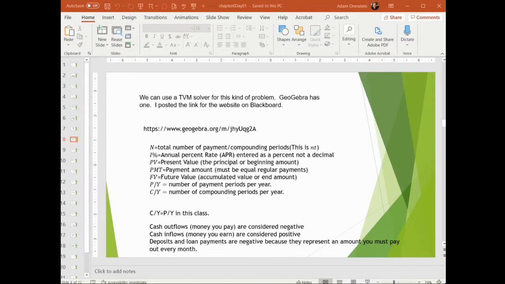Generally, if you're using the formulas, you don't have to worry about negative and positive. Even if you get a negative answer from TVM, I don't think you include the negative sign when you put your answer down. But it's just something to consider.